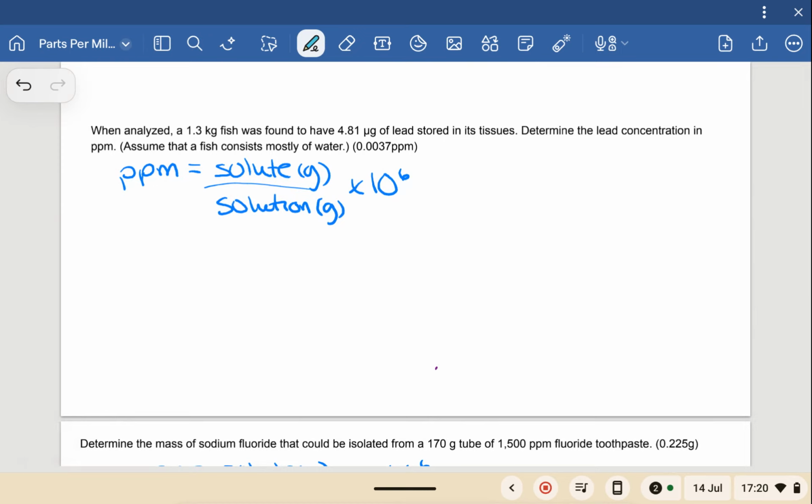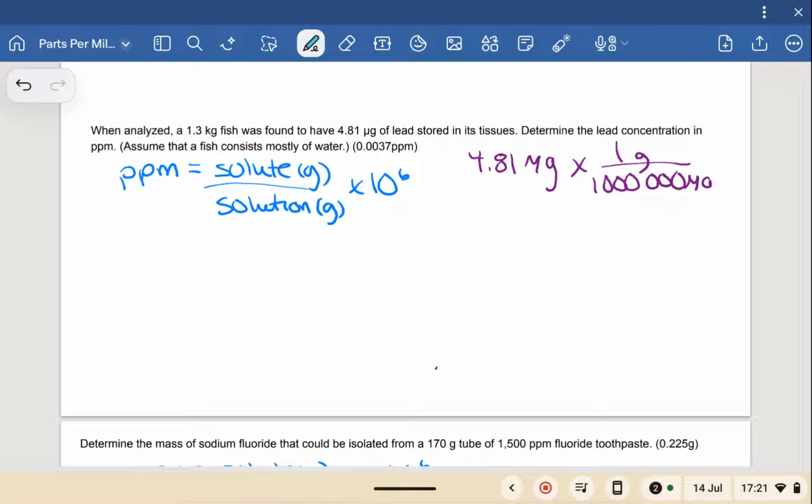So we have a 1.3 kilogram fish that was found to have a very, very small amount of lead, 4.81 micrograms. And then we want to know what that value is in concentration, parts per million. So notice our first couple conversions here, 4.81 micrograms. We're going to multiply this by 1 gram over a million. So that is 6 zeros.